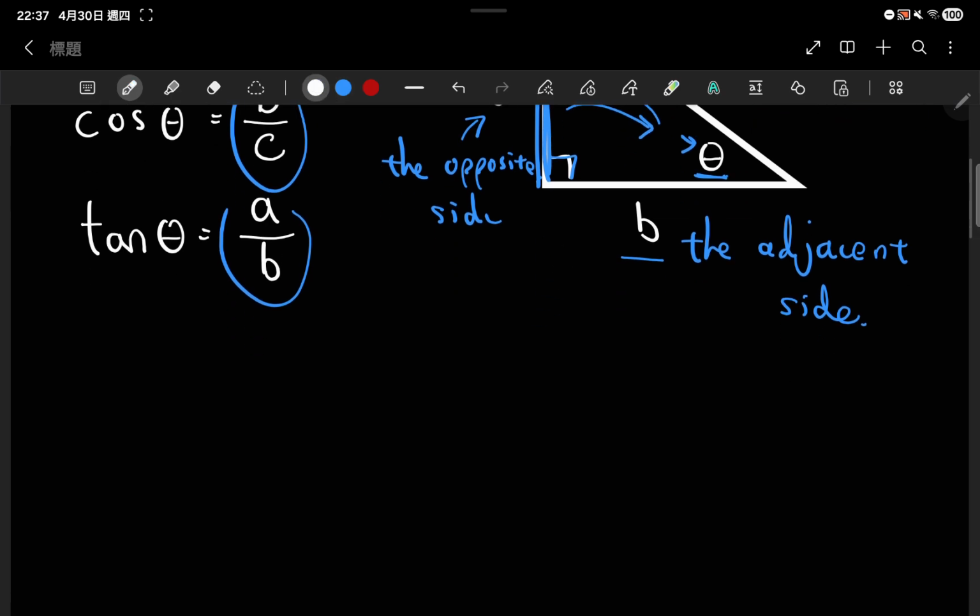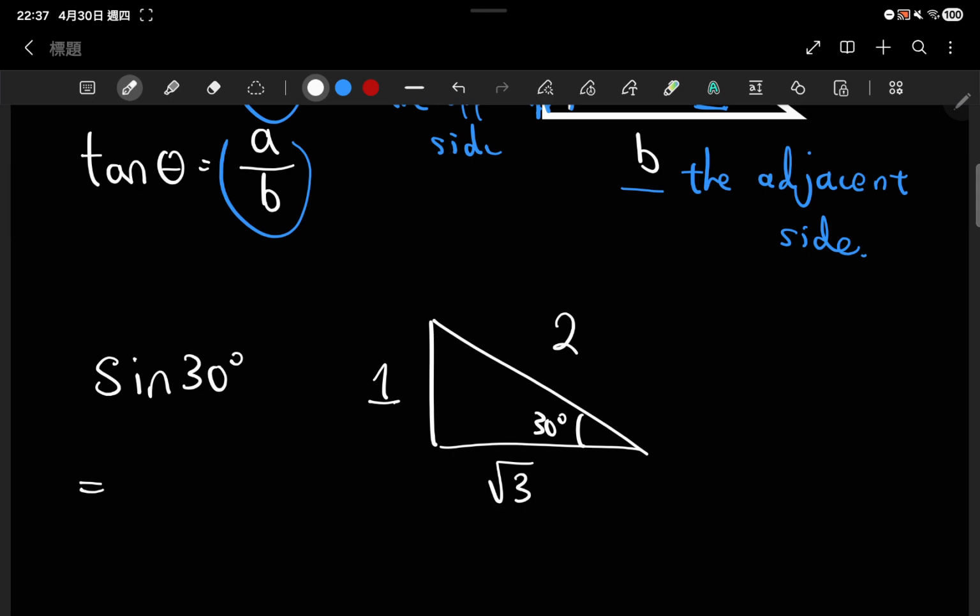Let's give an example. What is sine 30 degree? First of all, we have to find the hypotenuse. The hypotenuse is 2, right? So what is the opposite side? 30 degree is opposite to 1, right? So the opposite side is 1. So sine 30 is 1 over 2.